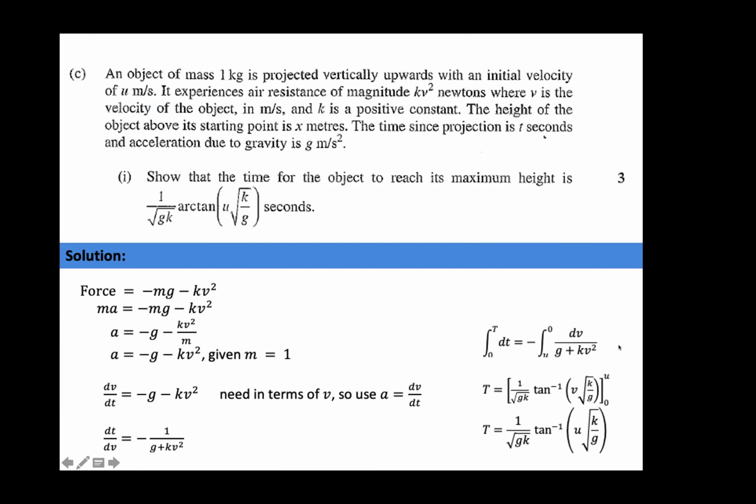And we know our initial velocity is u, and at the top it is 0. So integrating both sides, we can get the result which was given. Many students got the result provided, but not necessarily correctly.